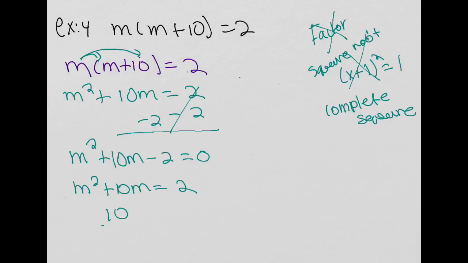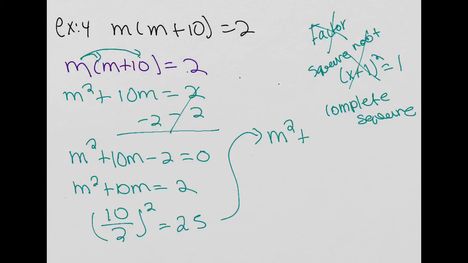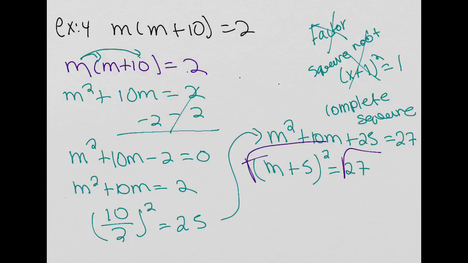Okay, now I'm going to take the 10 divided by 2 squared. That gives me 25. Then I'm going to take that 25 and add it to both the left and the right side of the equation. So that is 27. So now remember, the left side of the equation becomes a perfect square trinomial. So the answer is m plus 5 squared equals 27. Now, remember, factors of 25 that add to 10 is 5. So now I need to solve it using the square root property or method.